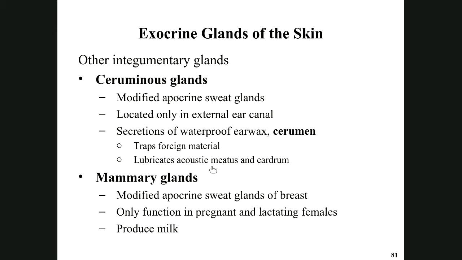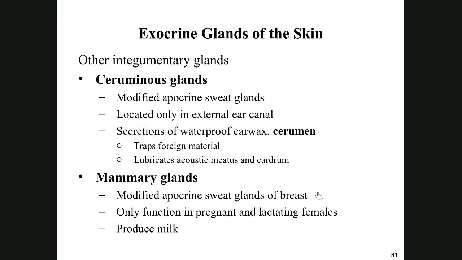And the other gland which we have in our skin is called the mammary gland. The mammary glands are modified apocrine sweat glands. They are located in the breast, and they are functional at the time of pregnancy and lactation. They make milk, and because the changes which we can see in the mammary gland happen during the changes which we have in the female reproductive cycle, we will discuss the mammary gland in the female reproductive system.